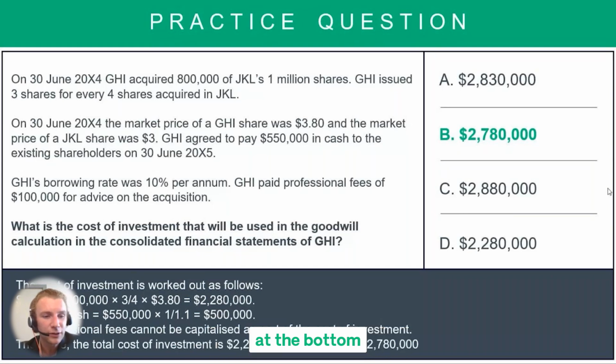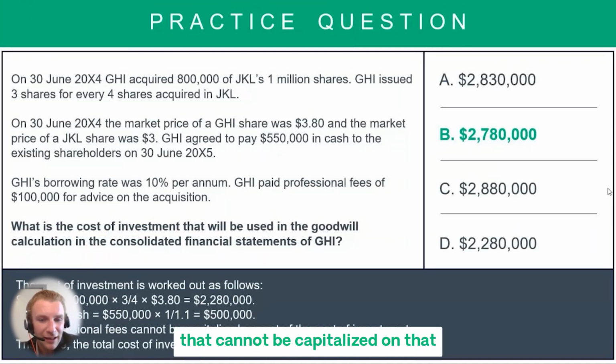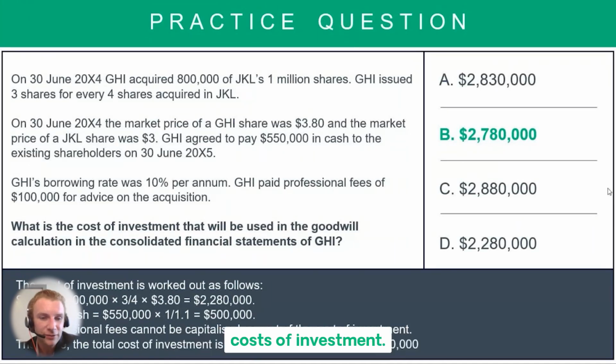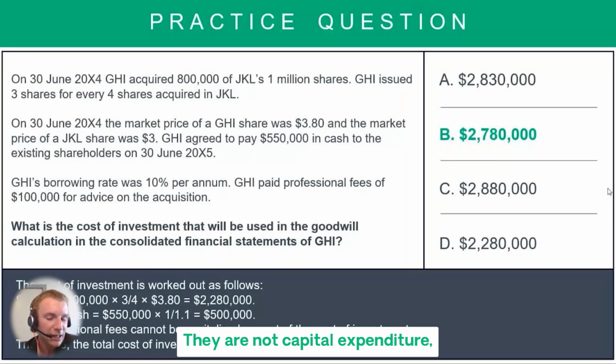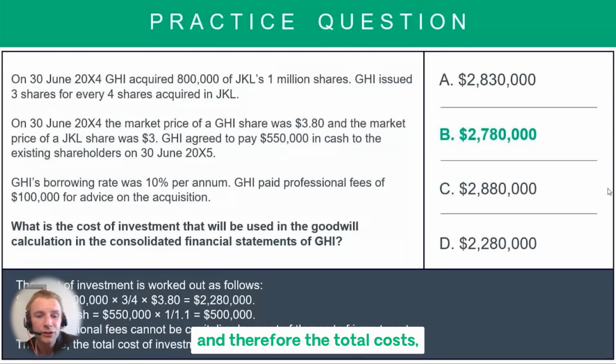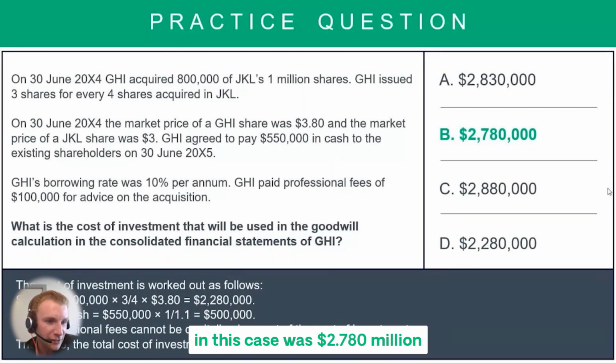We've got the workings at the bottom in terms of deferred cash. We had some professional fees that cannot be capitalized on there as part of the cost of investment. They are not capital expenditure, they are going to be revenue expenditure, and therefore the total cost of the investment has to be adjusted as a result. And that's where we come to what was the cost of investment that would be used in the goodwill calculation. In this case it was $2.780 million on there.